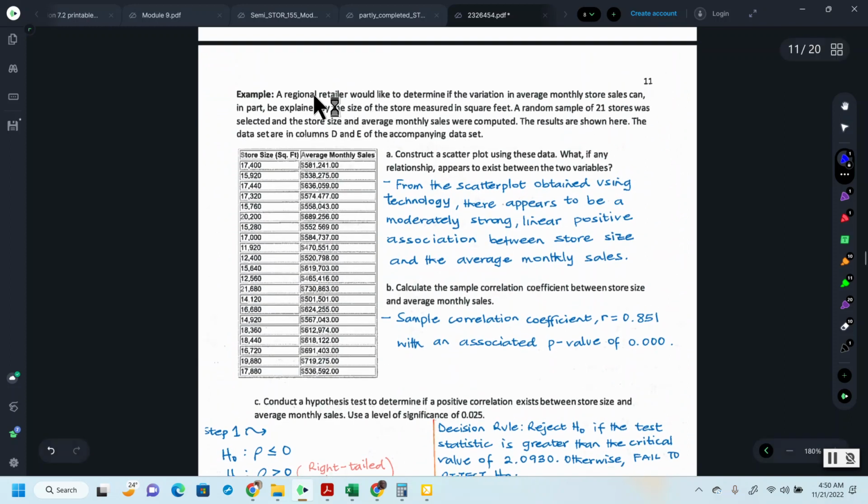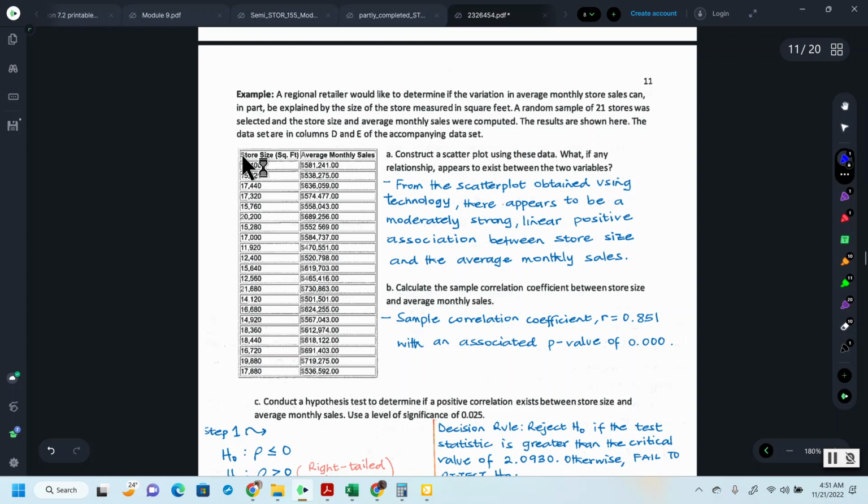On page 11, we're told that a regional retailer would like to determine if the variation in average monthly store sales can in part be explained by the size of the store measured in square feet. A random sample of 21 stores was selected, and the store size and the average monthly sales were computed. Here's the data set as an example. The results are shown here. And so we want to look at that data set and construct a scatter plot using this data. The first step is to know who is going to play the role of X and who's going to play the role of Y so that we can assign them appropriately in the scatter plot.